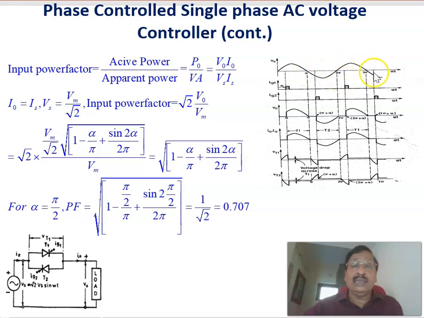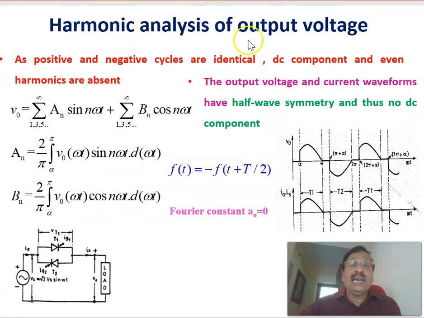These are the input voltage, and this is the gating signal for T1, T2, and this is the output voltage, and this is the output current. We are assuming a resistive load, and here this is the voltage across T1, and this is the voltage across T2. Now let us see the harmonic analysis of the output voltage.